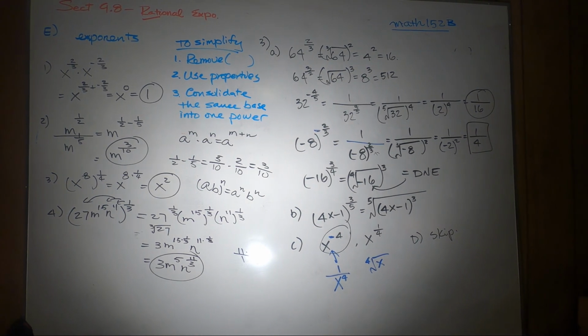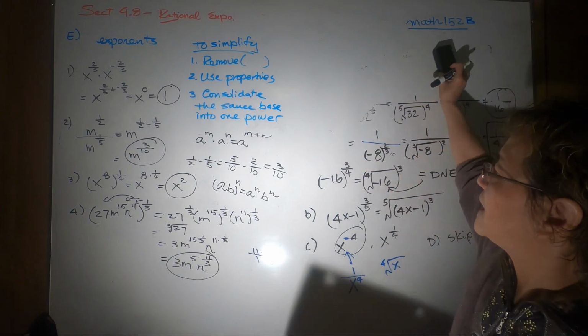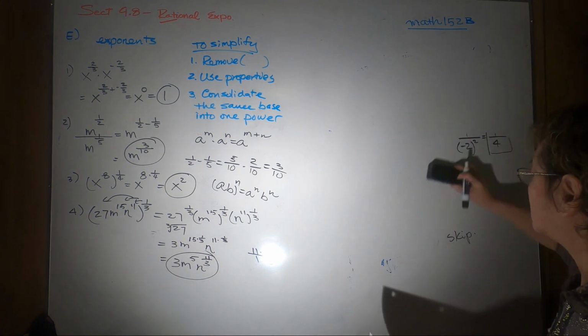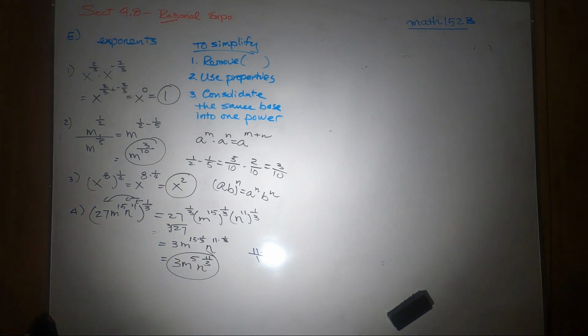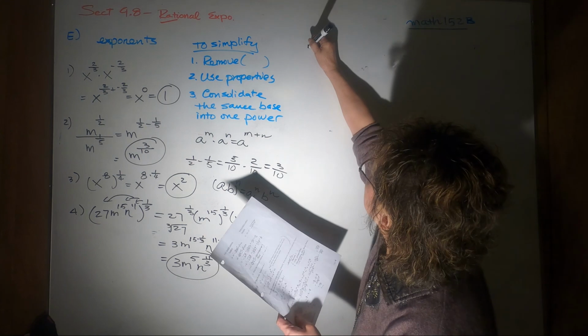So what are we doing? We just simplify our powers and write the results as positive exponents. That's what we want to do. Okay, look at the next one.